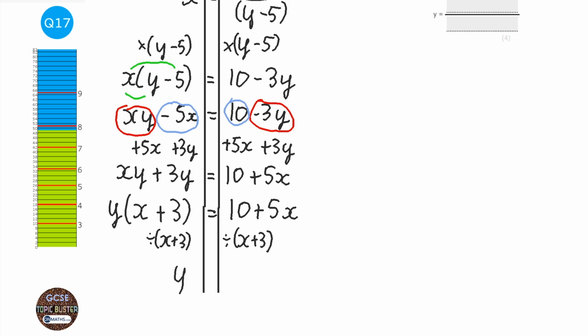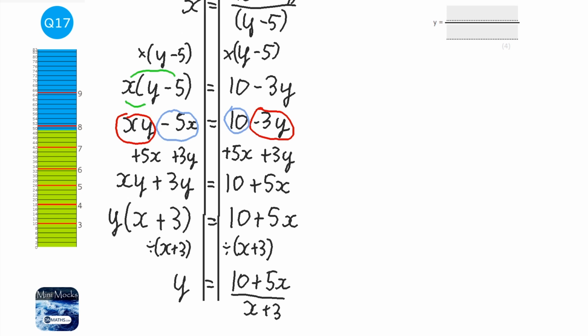So we get y equals 10 plus 5x over x plus 3. So let's put that into our answer box. Now it can be either way around here. It could be 5x plus 10, that's absolutely fine, still the right answer, over x plus 3.